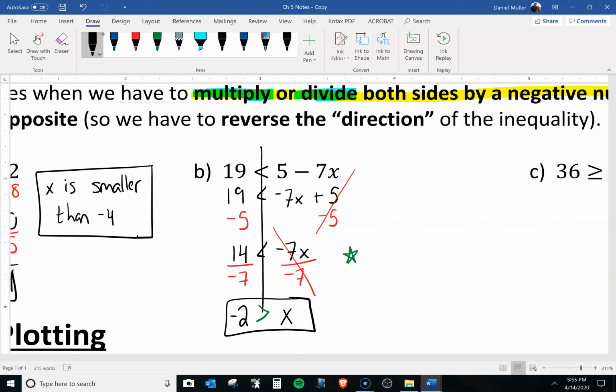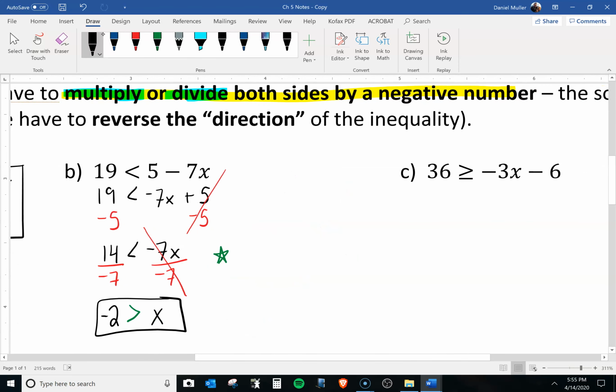So let me just erase this. Here we go. What does this say? Well, x here is near the pointy end of that thing. So I have to say x is smaller. So I'm reading it. X is beside the point. So you say x is smaller than, not equal to, so x is smaller than negative 2.